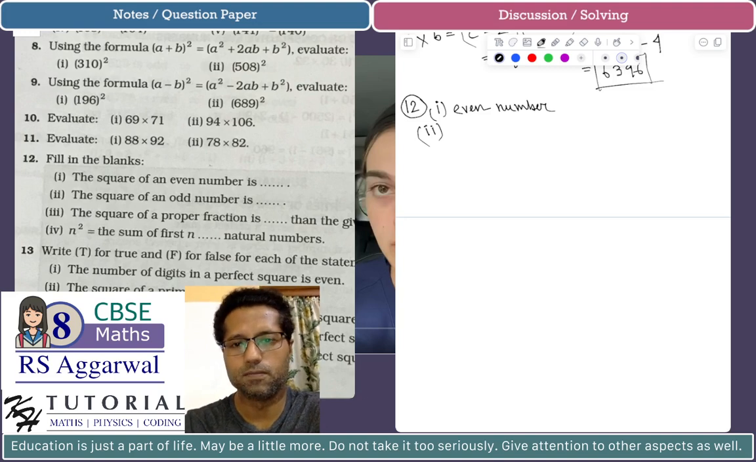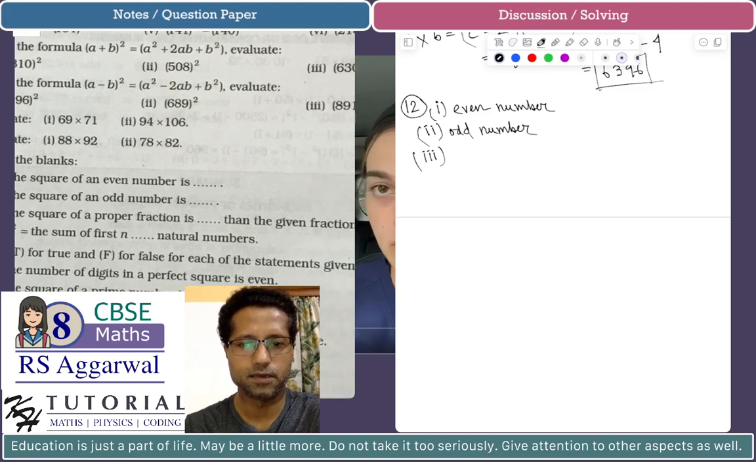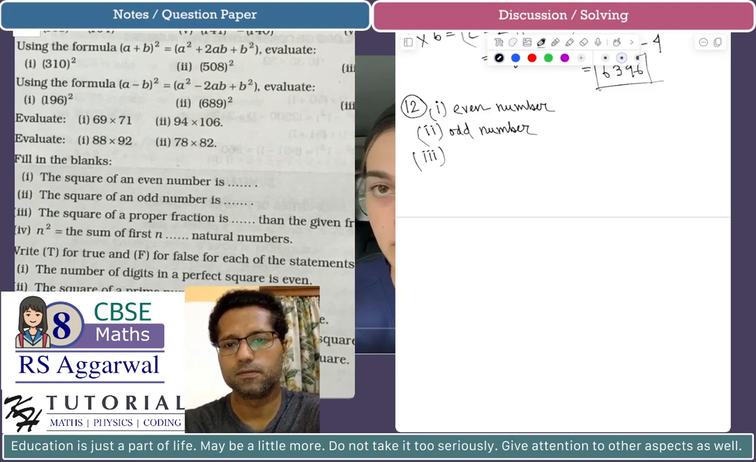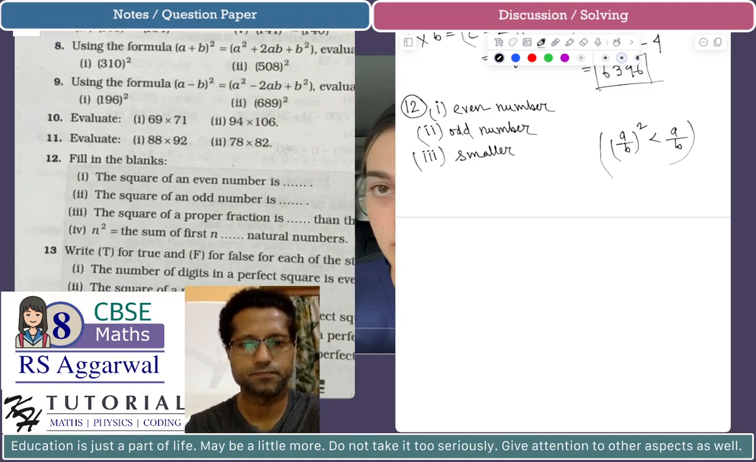2. The square of an odd number is an odd number. 3. The square of a proper fraction is dash than the given fraction, smaller or less. We always have A by B, where A by B is a proper fraction, its square is always less than A by B. So the square of a proper fraction is smaller than the given fraction.